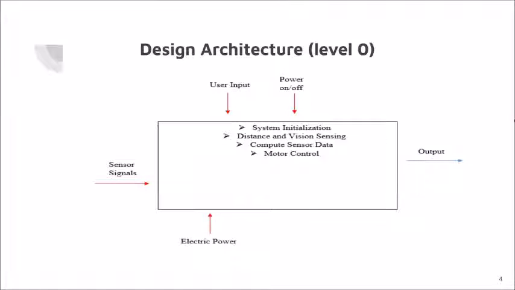So here's our design architecture, level 0. It's a very basic design. It has a user input, power on and off, sensor signals going in, as well as electric power. And in the box there's system initialization, distance and vision sensing, compute sensor data, and motor control. This then gets the output as desired.